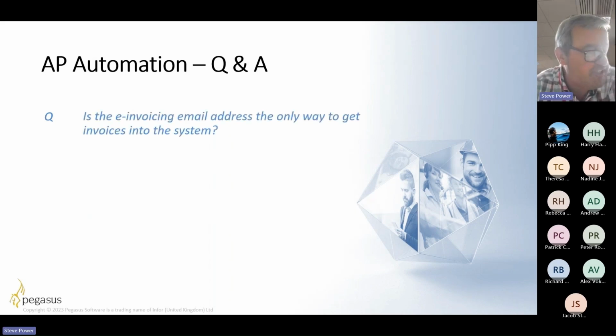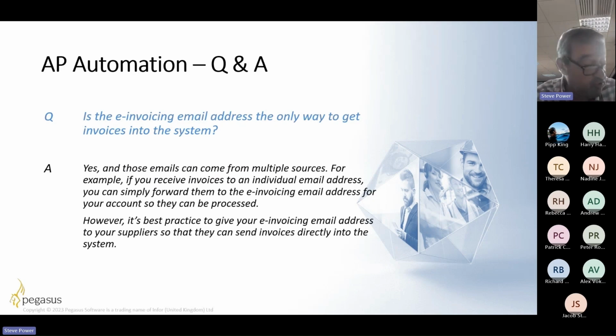Is that e-invoicing email address the only way to get invoices into the system? Well, the answer is that they can come from multiple sources, but they must go into that e-invoicing email address. For instance, if I was the FD and somebody sent me an invoice direct, it can come into my email account, but I'd simply forward it onto the e-invoicing account, and then it becomes automated and goes through the whole system. However, the best idea is to tell all your suppliers, please use this e-invoicing email address whenever you send us an invoice, because you'll get paid quicker because it gets processed quicker.